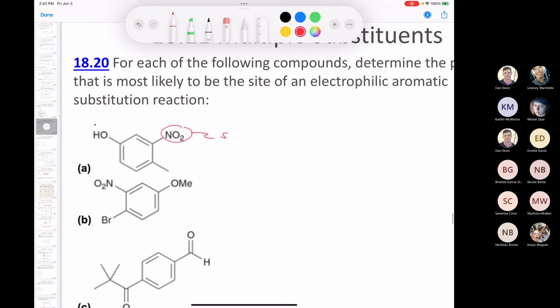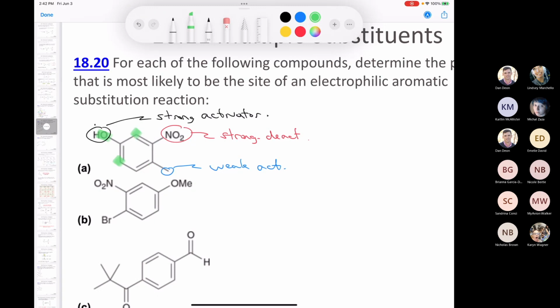Nitro, we have a strong deactivator. Then if we go to the methyl, for the methyl we've got a weak activator. Then if we go to the hydroxyl, we have a strong activator. And we know that the strong activator is going to determine where electrophilic aromatic substitution is going to occur. So let's just do it faster. This is going to direct to the para position, which is blocked, and its ortho positions.